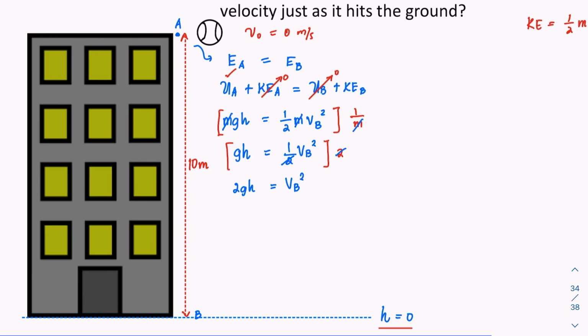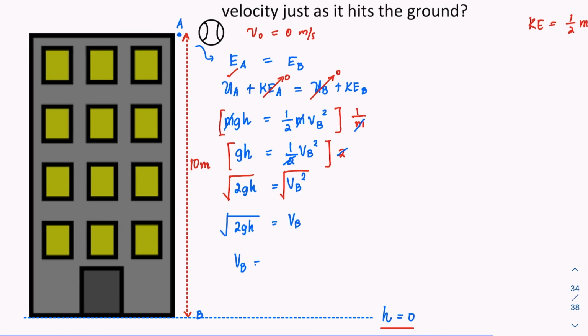When I do that, I will have 2gh equal to vB squared, since the 2 cancels out over there. Since I am just looking for the velocity at point B, I will take the positive root of that. So I now have the square root of 2gh equal to my velocity at point B. I just have to substitute the values: 2 multiplied by 9.8 meters per second squared, and then the height in the problem, that's 10 meters. Of course, it will be positive since the height is measured from the ground up.